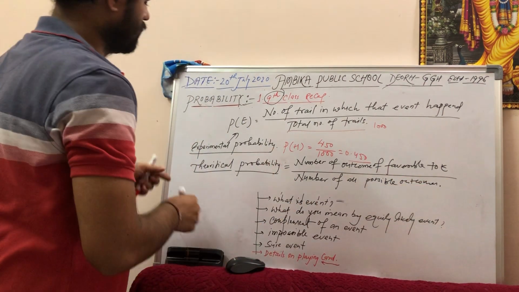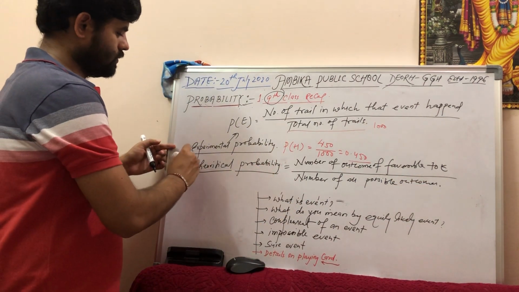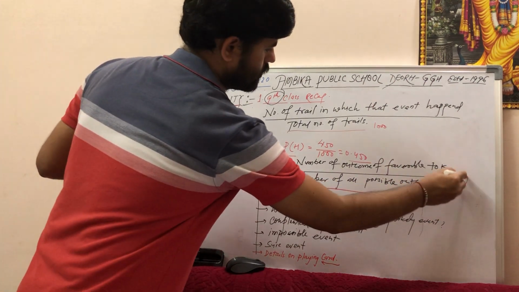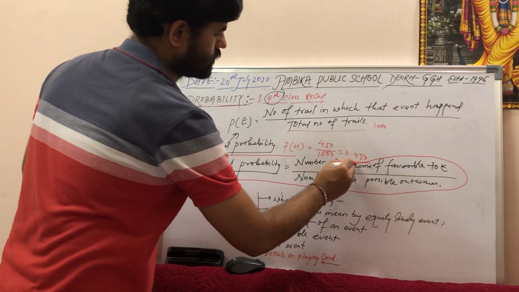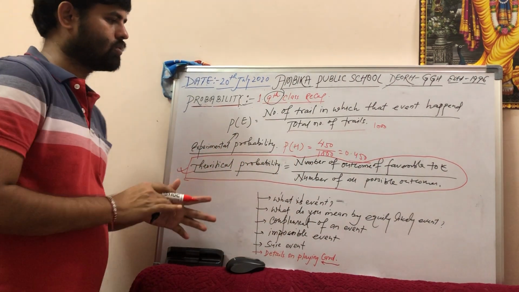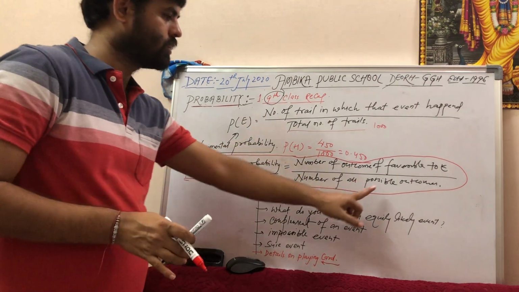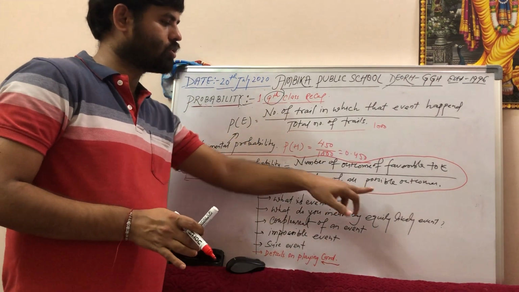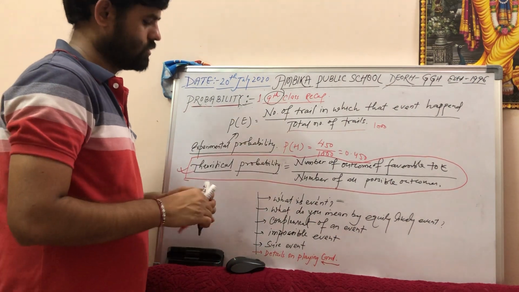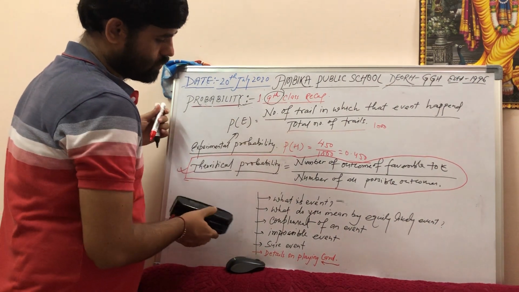You just write it down, and then we will explain these things, because this is just a formula, but we have to understand what is the meaning of outcome, what is the meaning of favorable outcome, and what is the meaning of possible outcomes. These things we have to understand, then you will be able to solve all the questions.